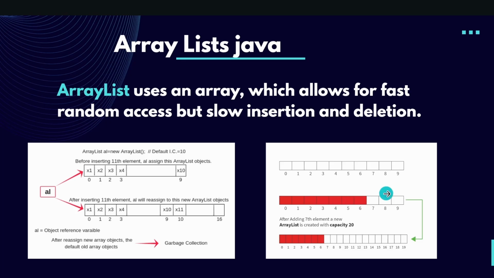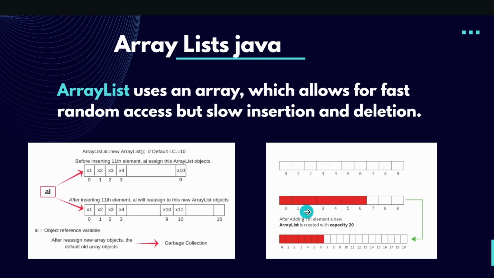Here also you can see the same stuff, 10 elements, but after filling half of the elements only, you can see over here, after adding the 7th element, a new array list is created with capacity 20. I hope this makes some sense now. So as the capacity fills, it will create extra size, double the size of this. So this is known as array list.